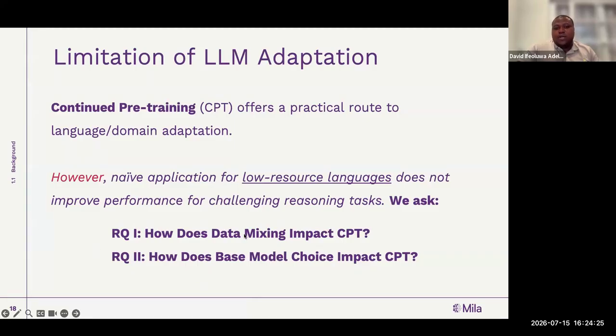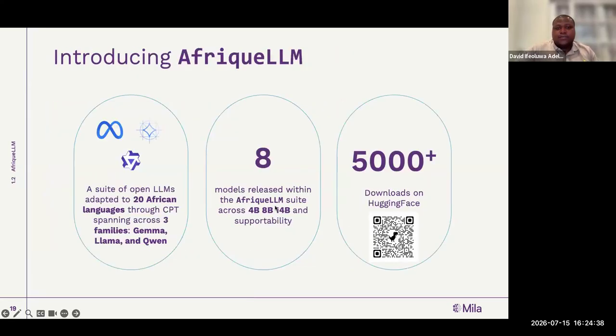So, we need to really look at what kind of data goes into the continuous pre-training and what is the model you decide to adapt. Should you adapt Gemma instead of Llama? Or should you just maybe pick a Chinese model, Qwen, for adaptation?